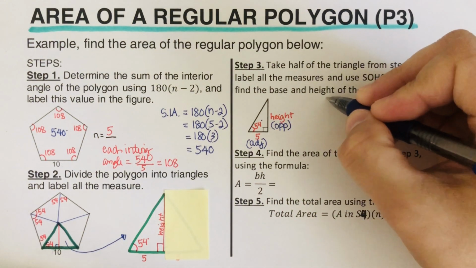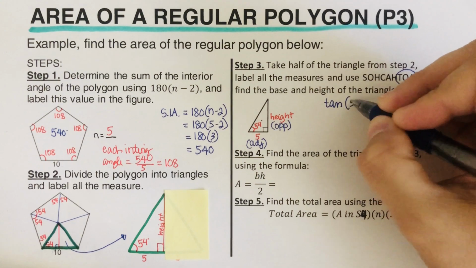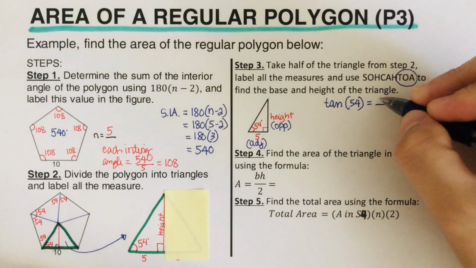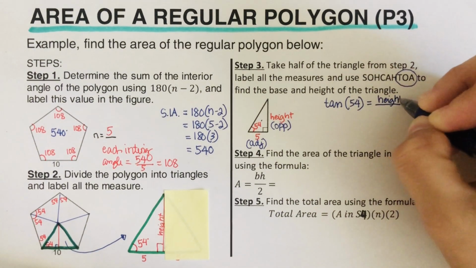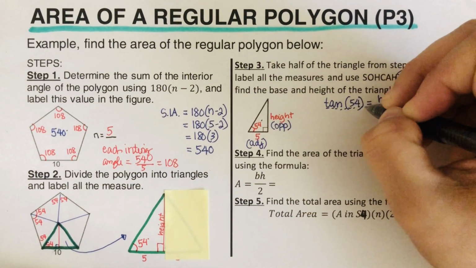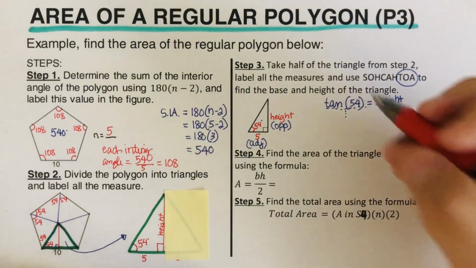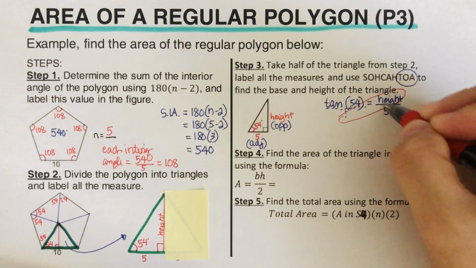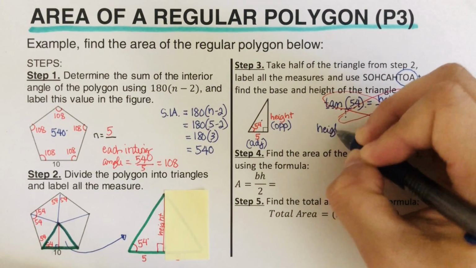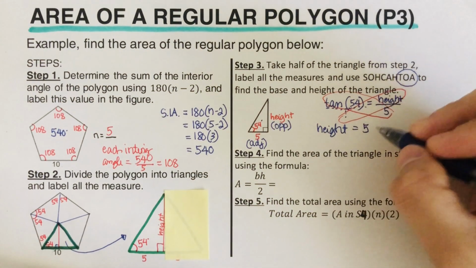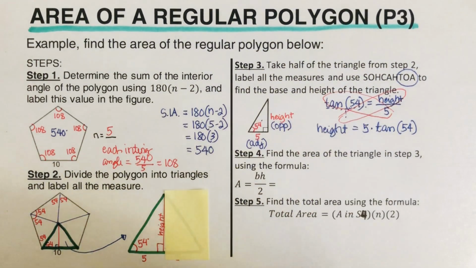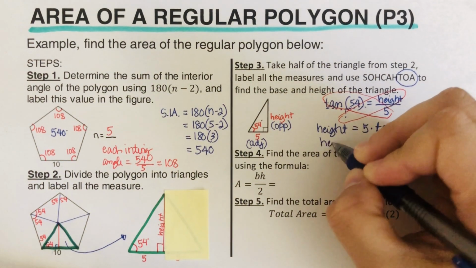So that would be tangent 54 equals opposite. The opposite is the height. So I'm going to write height there over the adjacent is 5. Remember, this is having an invisible denominator of 1. And so I can cross multiply these two. So I am left with height is equal to 5 times tangent of 54, because I am pairing these two up. So we use the calculator to find the height.